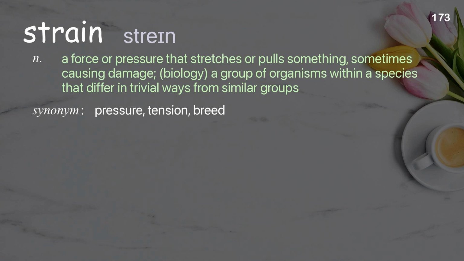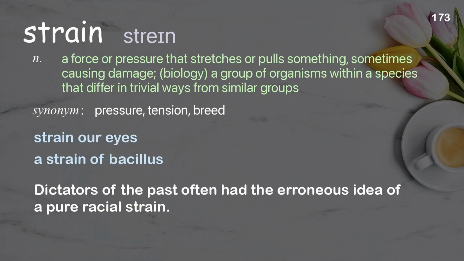Strain. A force or pressure that stretches or pulls something, sometimes causing damage. Biology, a group of organisms within a species that differ in trivial ways from similar groups. Examples: Strain our eyes. A strain of bacillus. Dictators of the past often had the erroneous idea of a pure racial strain.